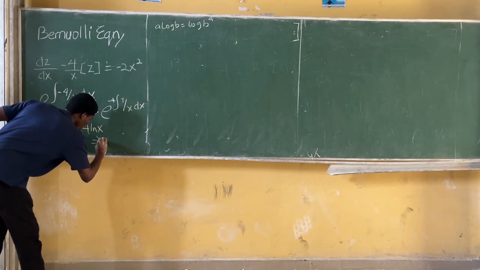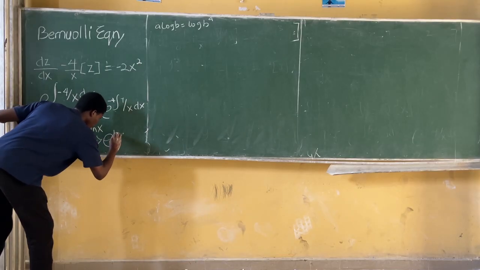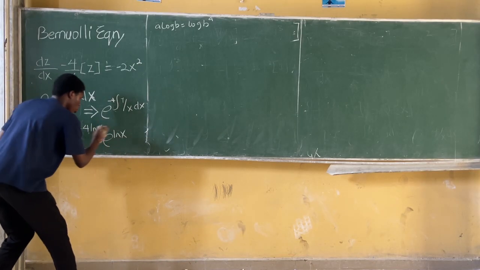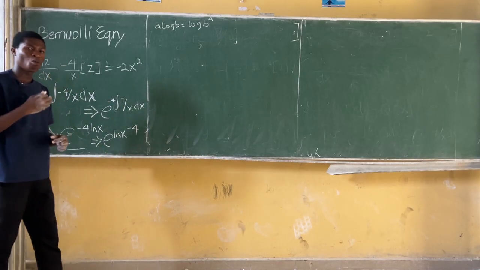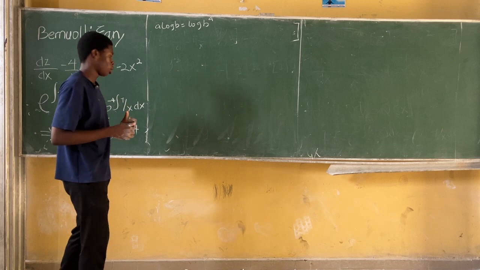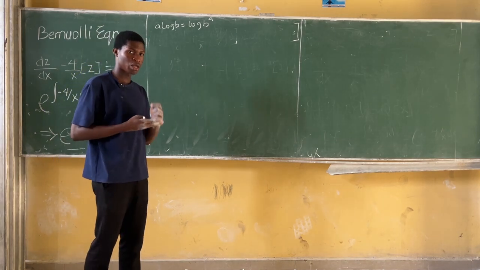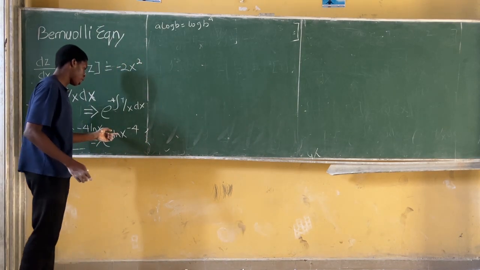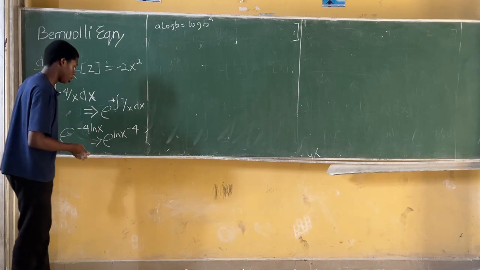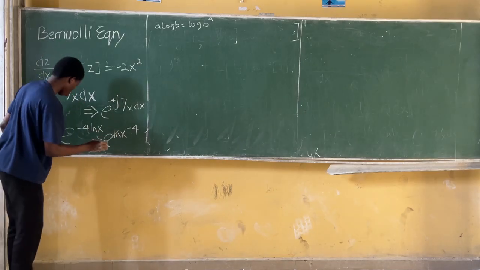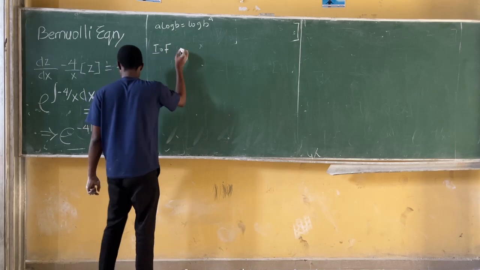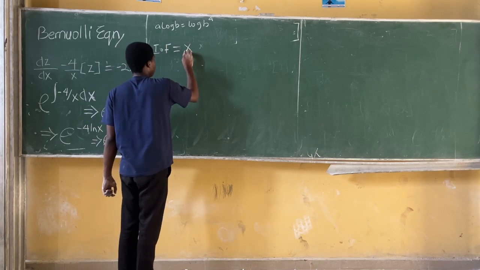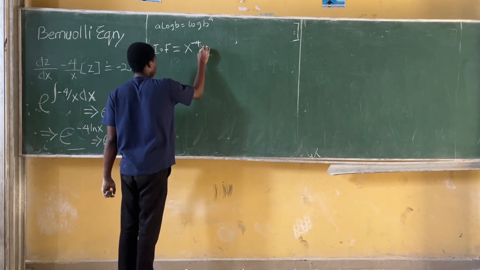So it's going to be e raised to the power ln x, and this is also going to be raised to the power minus 4. And one thing about exponents and the ln function is that they always cancel out. The ln cancels out the exponent, and the exponent cancels out the ln. So this is going to cancel out. So the integrating factor is simply x raised to the power minus 4.